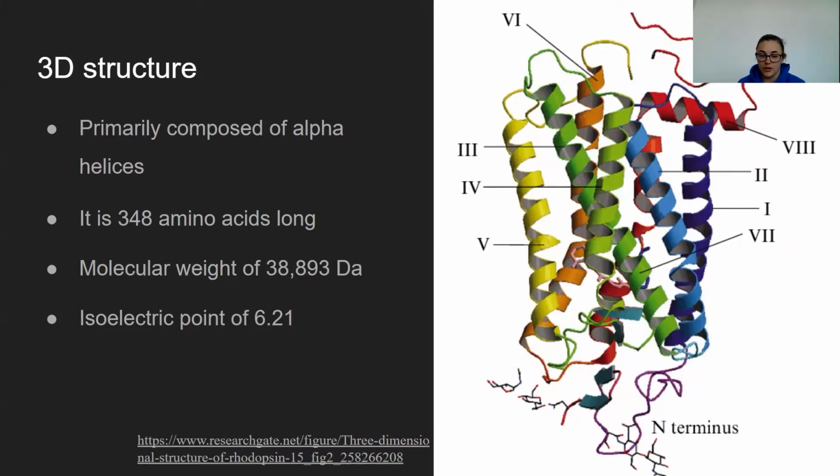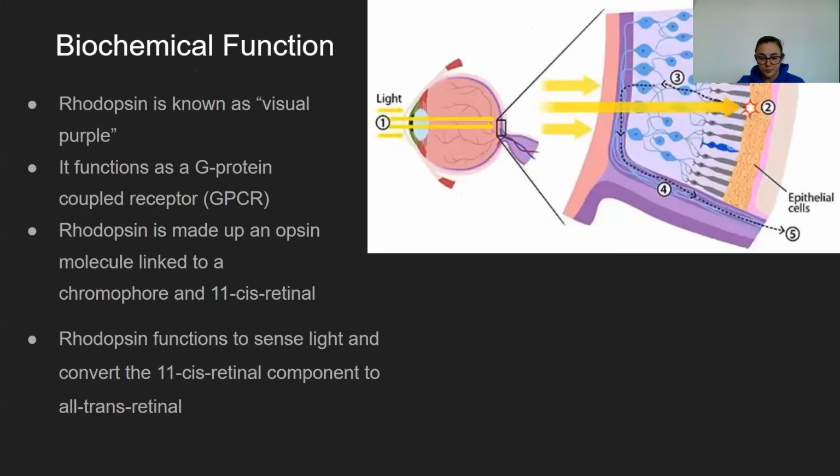And there are a few remaining amino acids that make up beta sheets and random coils throughout, but those aren't as structurally important and they're not as relevant to the protein's actual function. The isoelectric point of the protein is 6.21.